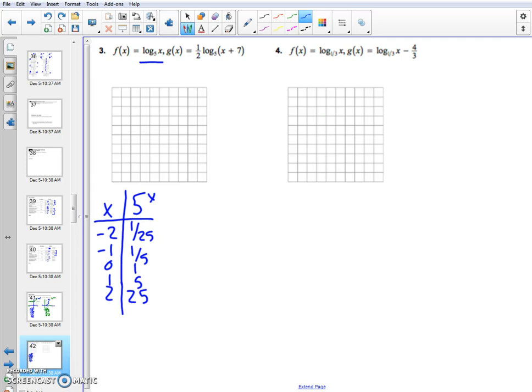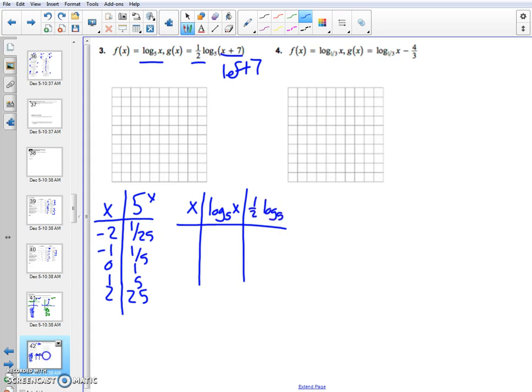So then when I'm thinking about my table, I need a third column for that stretch in here. So I know I have a vertical stretch by 1/2, and this is going to move me left 7 in the end. Okay, so I'm going to flip-flop my points here. So 1 over 25, negative 2, 1 over 5, negative 1, 5, 1.